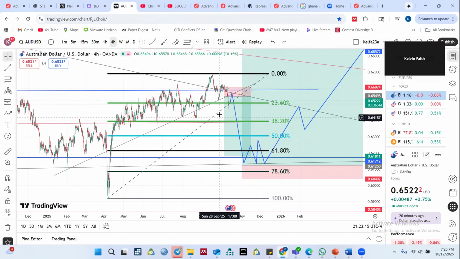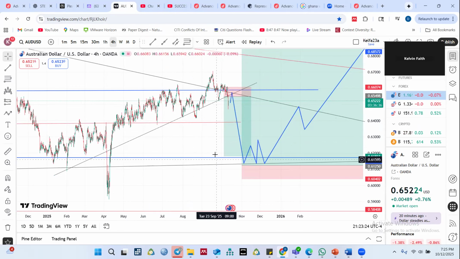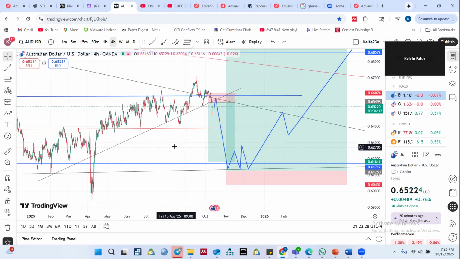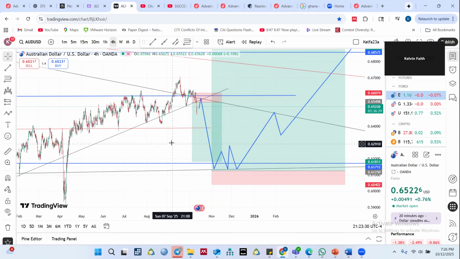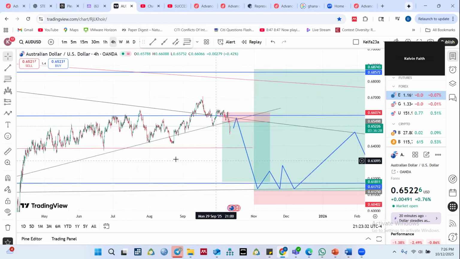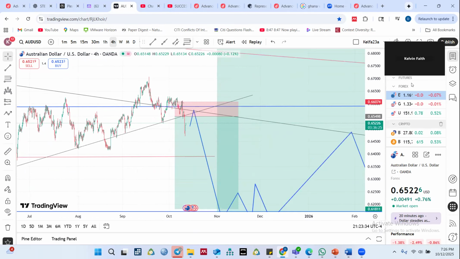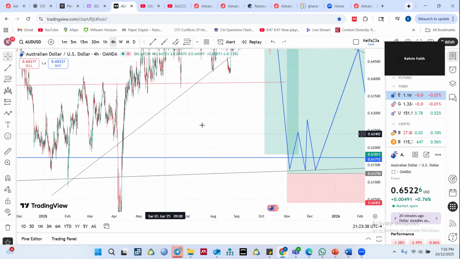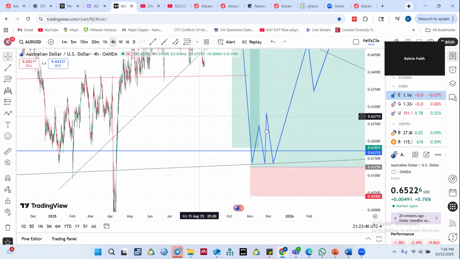So let's see, what pair do we have? Okay, this is AUD USD, AUD USD. Yeah, so I'm looking for a bigger buy when price comes below here.